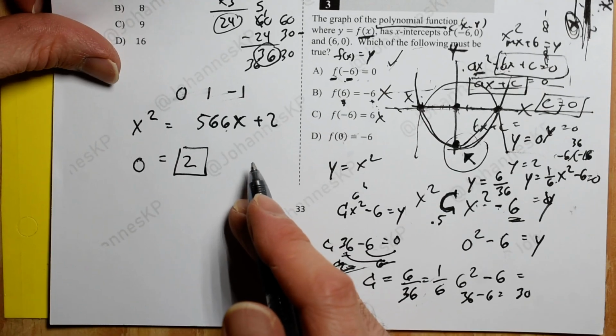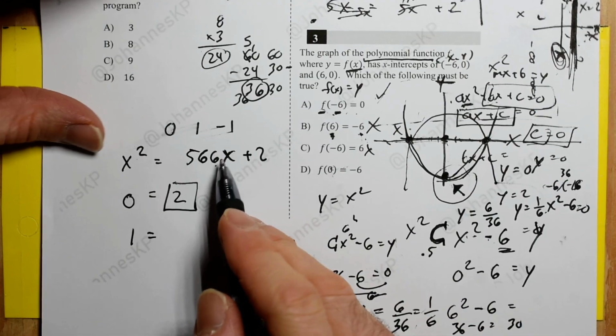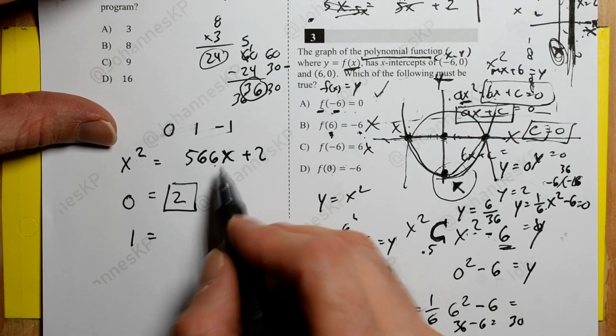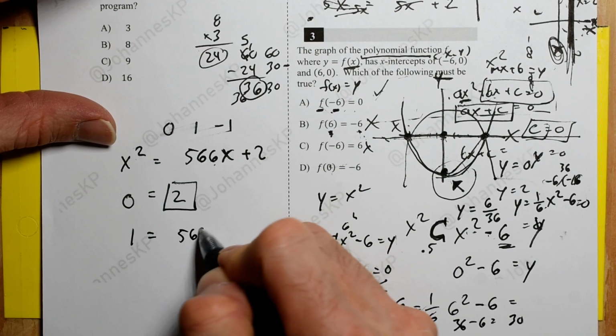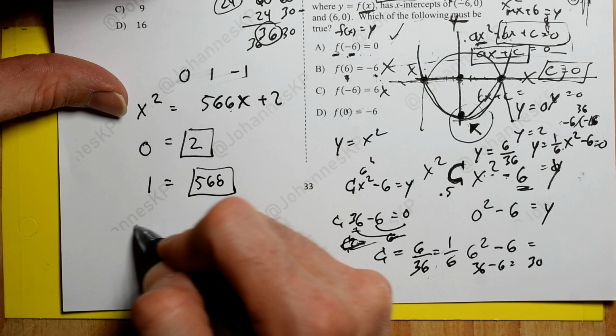Cool. Now throw in 1. Now we're going to have 1 squared is equal to, well, 566, just a big number. I mean, but we're going to have 568. So circle that one. Okay, now do -1.